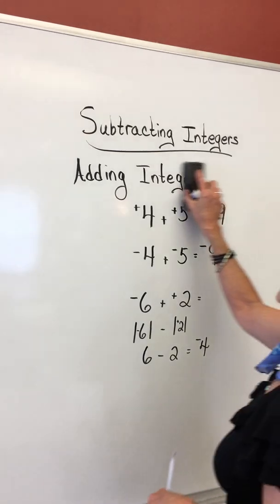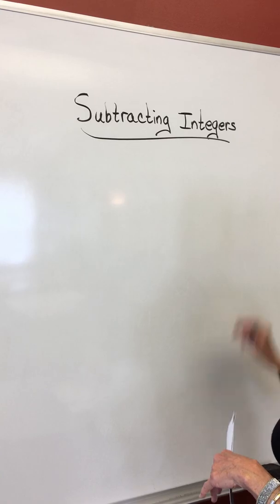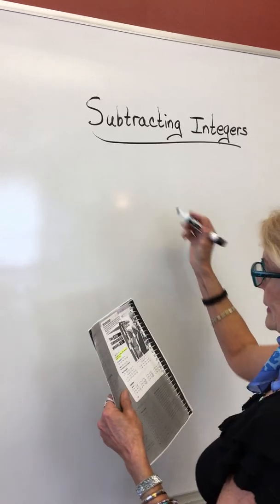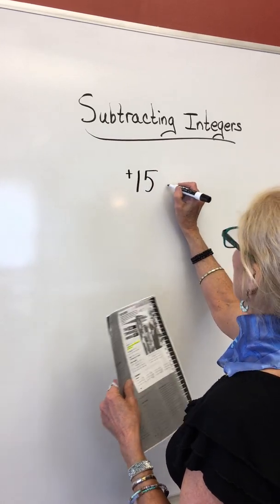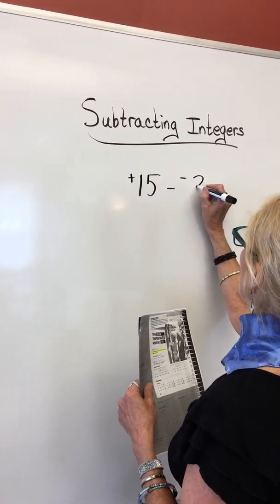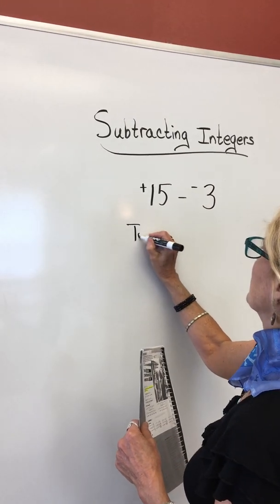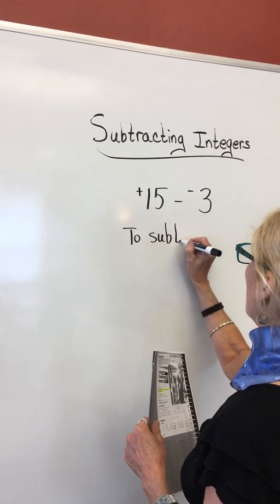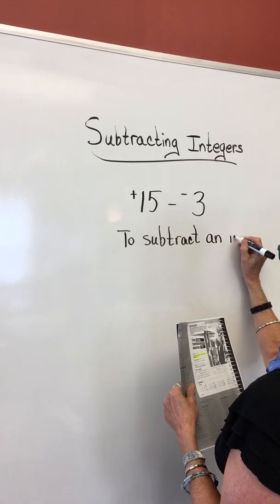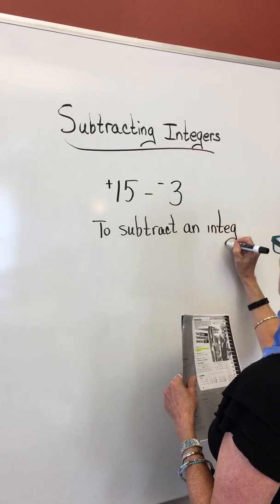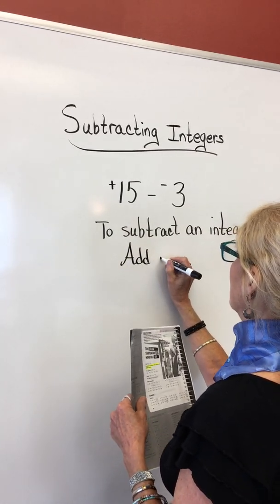All right, so now today, that was review, we're going to talk about subtracting integers. So let me give you an example. Let's have a positive 15. We want to subtract a negative 3, okay? So the rule is to subtract an integer, you are going to add its opposite.